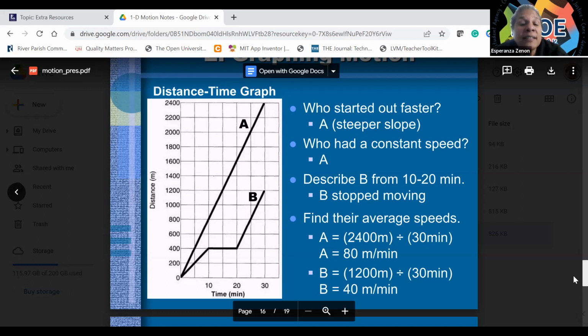So in fact, what we said was that what? Object A was moving faster, which proves to be true, okay? And we figured that out by looking at the average speed, which we could calculate from a distance versus time graph, all right?